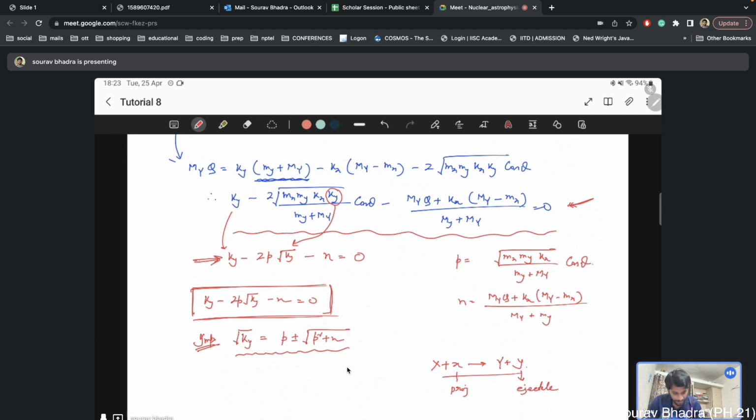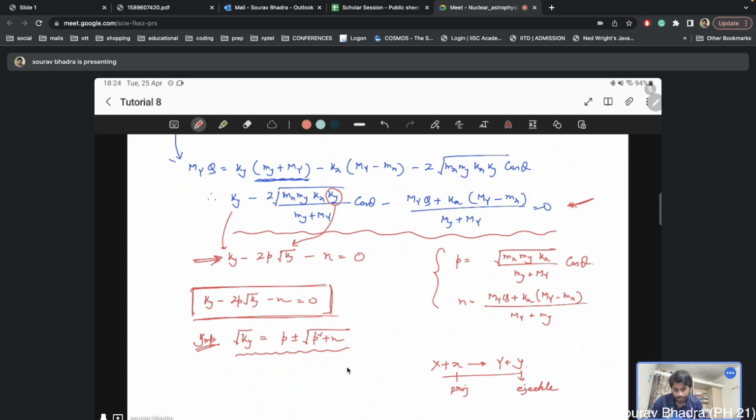So, kinetic energy of the ejectile we have expressed in terms of P and N, where the P and N have been given in terms of the mass and kinetic energy of the other particles which are associated with the experiment. That means we are writing the kinetic energy of this particular element Y in terms of other elements. Okay, that is our sole purpose, and that we have done.